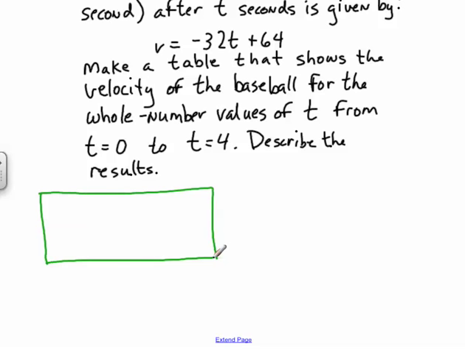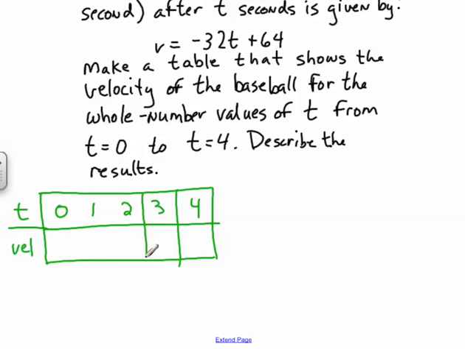We'll let this be t, and this be the velocity. And we're going to go from 0 to 4, so 0, 1, 2, 3, and 4. Okay, just like that. And I'm going to plug in this t to the equation to get what v is. Well, this first one's real easy. I'll do my work here in blue.